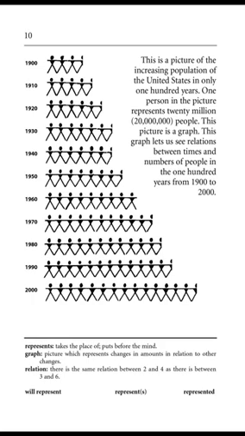Page 10. This is a picture of the increasing population of the United States in only 100 years. One person in the picture represents 20 million people. This picture is a graph. This graph lets us see relations between times and numbers of people in the 100 years from 1900 to 2000.